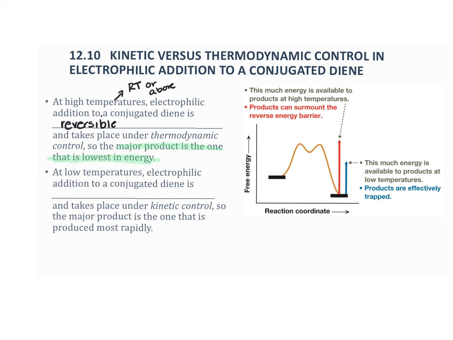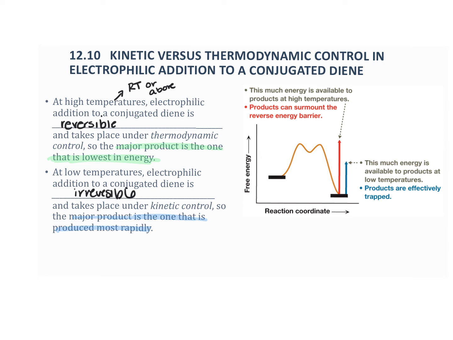At low temperatures, and this is typically well below room temperature, electrophilic addition to a conjugated diene is irreversible, right? And takes place under kinetic control. And so under kinetic control, the major product is the one that's produced the fastest, okay? So we can use temperature to either get the thermodynamic product, the one that's the lowest in energy, or the kinetic product, the one that's produced the most rapidly.